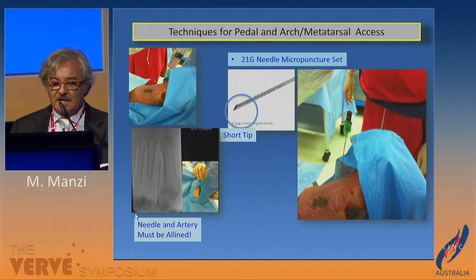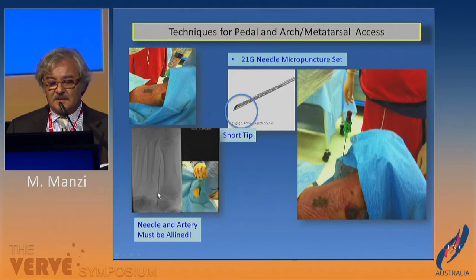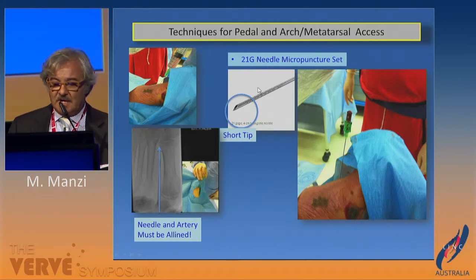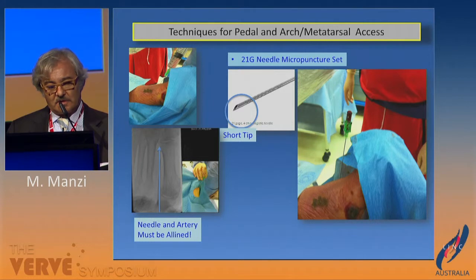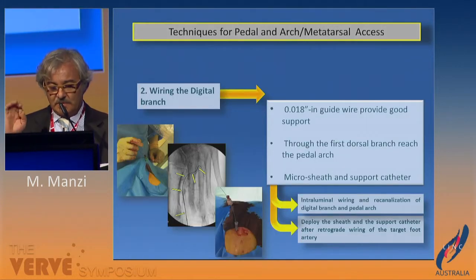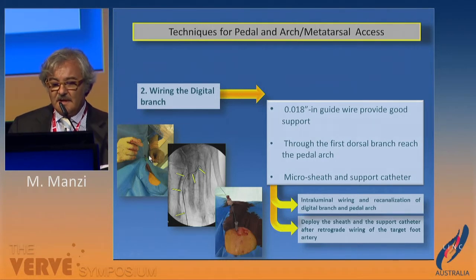It's very important, as Andre Schmidt showed us, to align the needle with the artery in order to perform the puncture properly. It is very important to have a needle with a very short tip, because sometimes the hole of the needle is bigger than the artery, so it's easy to go out of the artery with the wire, and that's why we use this very short needle.